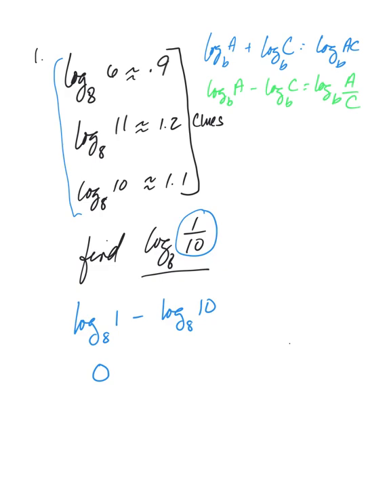You understand that? And then up there, if you look, the log base 8 of 10 is 1.1. So the answer to this is going to be negative 1.1. All of these clues are approximations. Notice it does not have an equal sign. It has a squiggly. That means approximately.